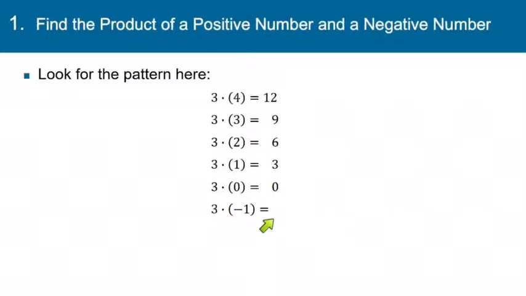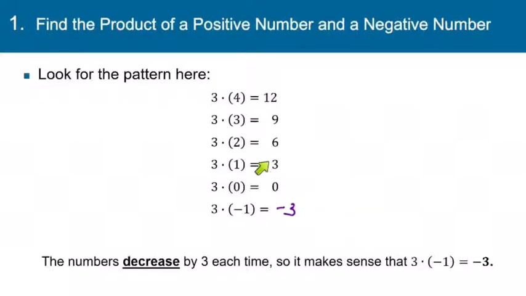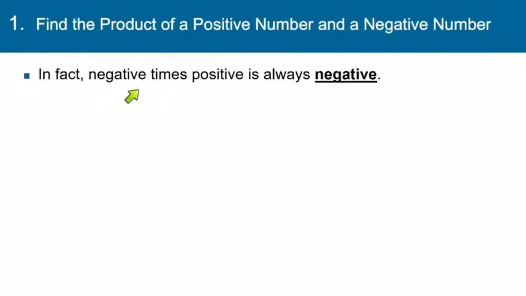So in order to continue the pattern here, we would need to say that 0 minus 3 is negative 3. So again, the answer decreases by 3 each time, so it just makes sense that 3 times negative 1 would be negative 3. In fact, a negative times a positive always gives a negative answer. This is different from the rules for addition that we learned. When you're adding and subtracting signed numbers, you have to think about the sign of the larger number. But when you're multiplying signed numbers, it doesn't matter which sign the larger number is.